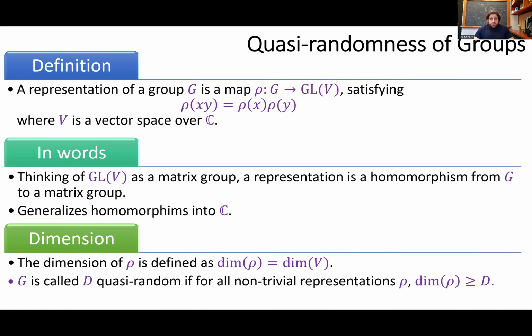And finally, the group G is called D quasi-random if all of the non-trivial representations rho of it have dimension at least D. There is always a trivial representation, which just maps all of the elements to the number 1. So what we're saying here is, besides this trivial one, all of the rest of them must have a large dimension. And in that case, we say that the group G is quasi-random.